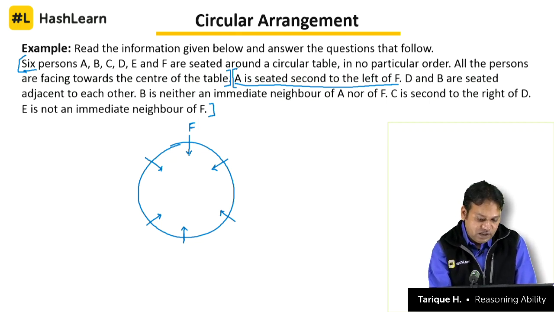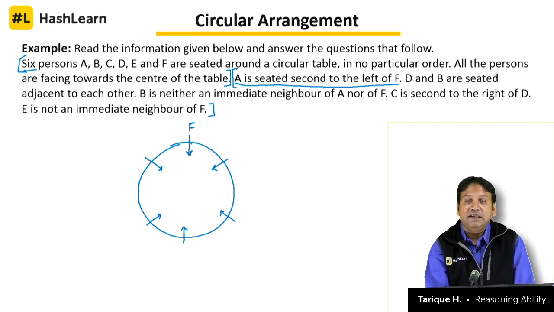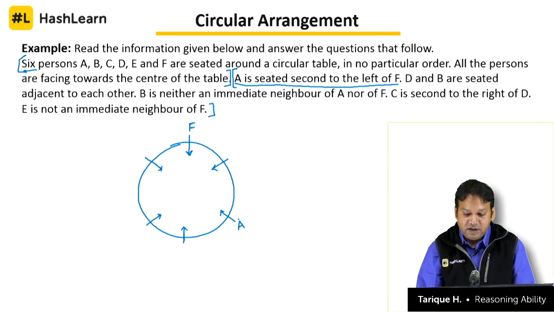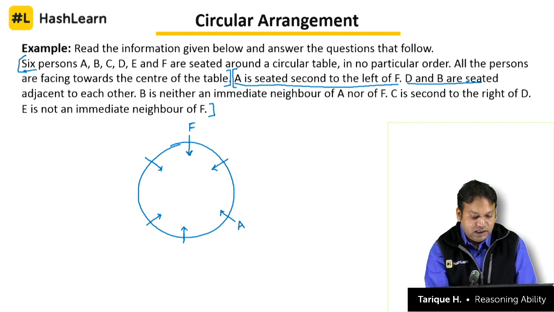So F is facing towards the center. Right is in the anti-clockwise, left is in the clockwise. So clockwise we have to go 1 and 2, and this will be A. So A is second to the left of F. This clue is done. D and B are seated adjacent to each other.